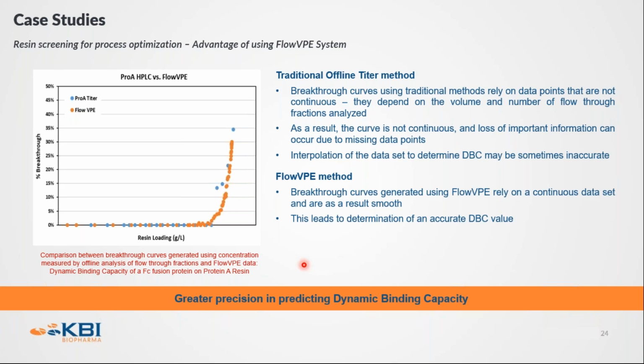So theoretically, if you have infinite fractions pulled using your traditional method, your breakthrough curve should overlap with the breakthrough curve which we obtain through FlowVPE. But the problem here is that the number of fractions which have to be analyzed increases exponentially, and it will take that much time for data turnaround. So that is a definite disadvantage of the traditional methods. And this is a definite advantage of FlowVPE, that we have greater precision in predicting our dynamic binding capacity.